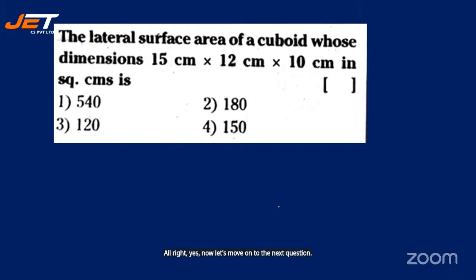The lateral surface area of a cuboid whose dimension is 10 centimeter into 12 centimeter into 10. So what is the lateral surface area of a cuboid? Lateral surface area of a cuboid is 2h into L plus B. That is twice the height into L plus B. All right. So quickly you can work out and then give me the answer, students.